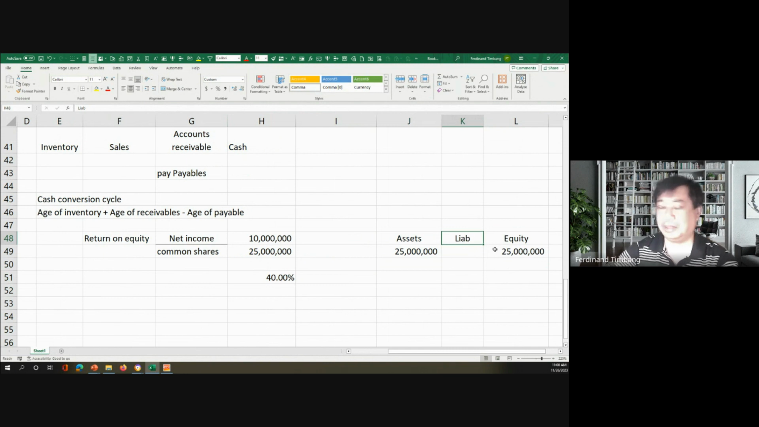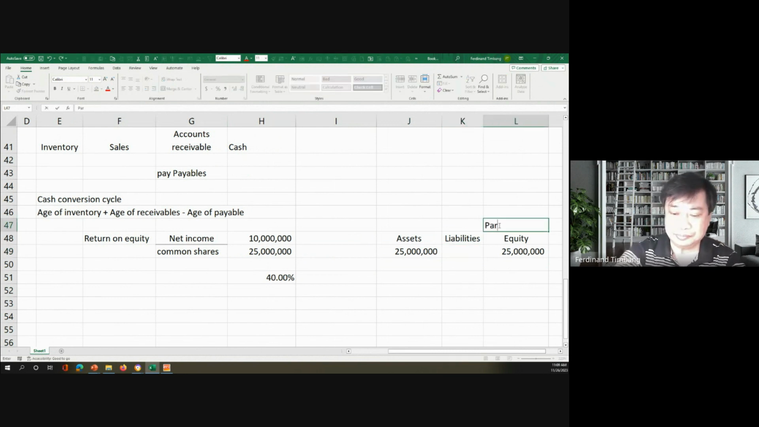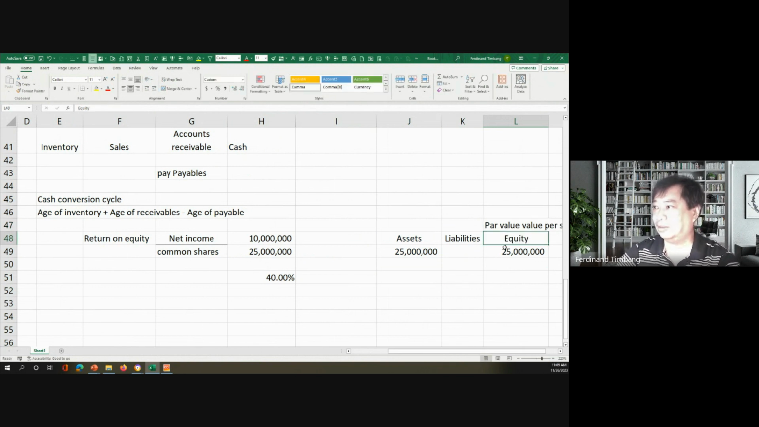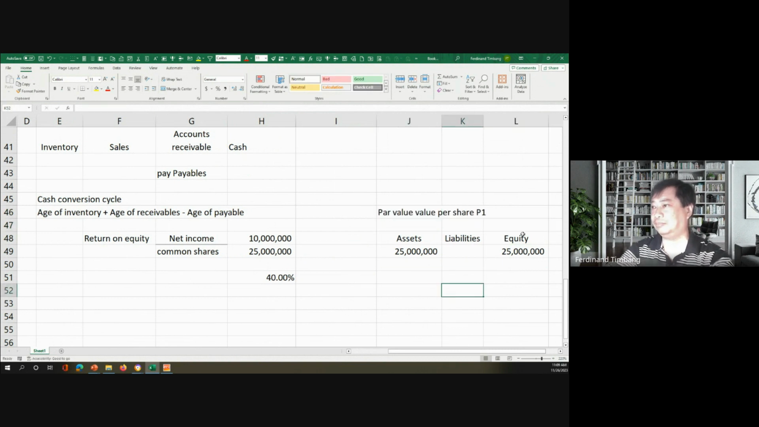Okay, so ito yung liabilities natin, ha? Let's see yung par value nito per share, halimbawa lang. It's 1 peso. Kaya 25 million divided by 1, 25 million shares pa rin, no? So that is the scenario 1.